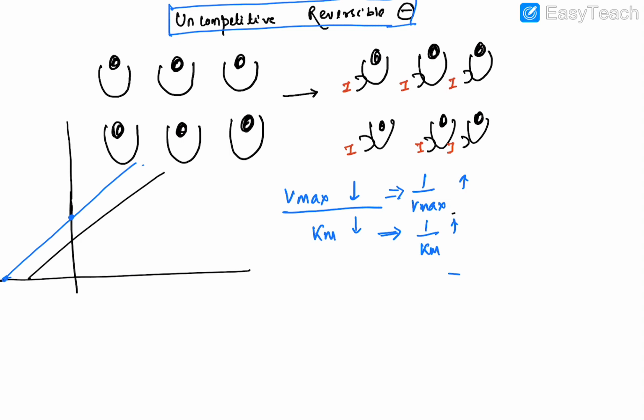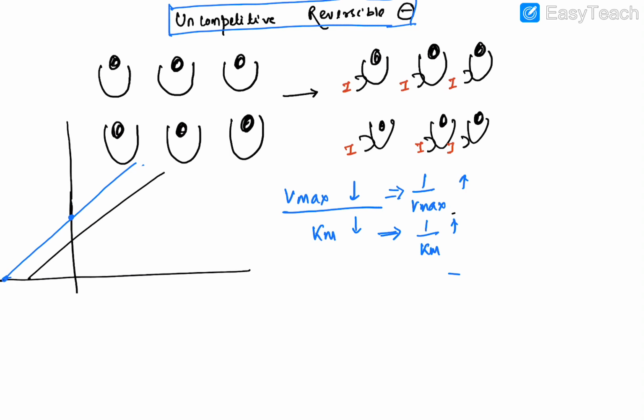Now if we plot this on a Lineweaver Burk curve, this black line is when there are no inhibitors. In the presence of an uncompetitive reversible inhibitor, we said that the 1 by Vmax is going to increase. So our previous 1 by Vmax was here. If it is increasing, it will go somewhere here. And we also discussed that 1 by Km is going to increase. So 1 by Km was previously here when there was no inhibitor, and if it increases, it is going to go somewhere here. Now if we draw a line joining these two dots, we get a curve that shifts like this. The slope of the curve remains same.